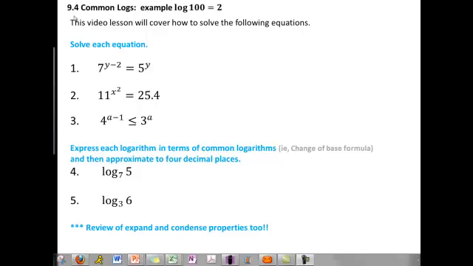Okay, today we're going to go over 9-4. We're going to look at these examples and also review expanding and condensing properties. But before we start, let's talk about the word common log. So here you can see there is no base, and the base actually is base 10.